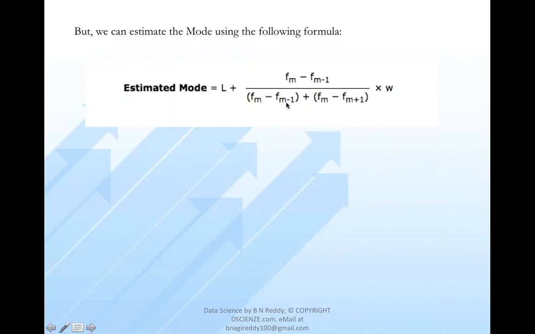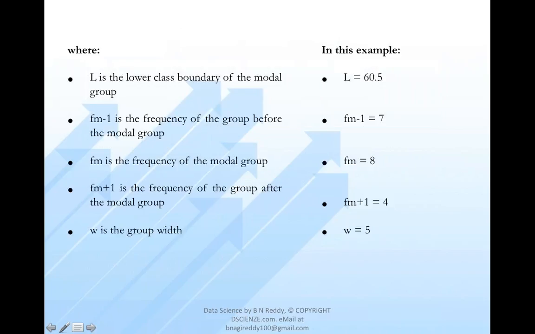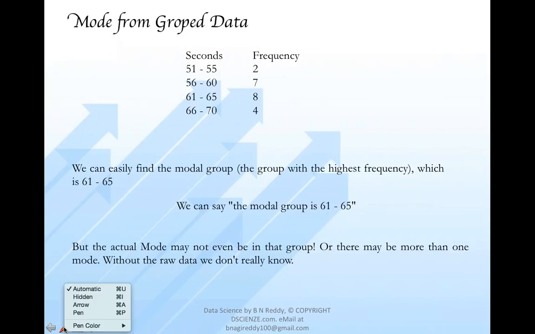Let's see that. This is the formula. Just remember here, L plus (f_m minus f_(m-1)) over ..., and W is the width, and let's see the definition. L is nothing but 60.5. L is the lower class boundary of the modal group. According to us, we are assuming that the mode may exist in this group. So 56 to 60, I mean, we are not clear about what happened to 60.1 to 60.9. Got it. 60.9 is nothing but 61. So from 60 to 61, we have again values.